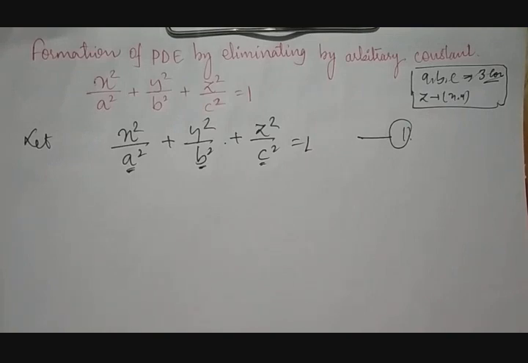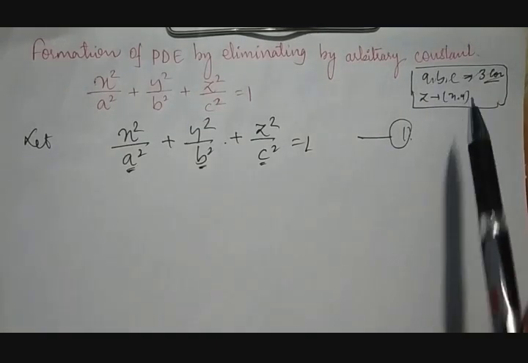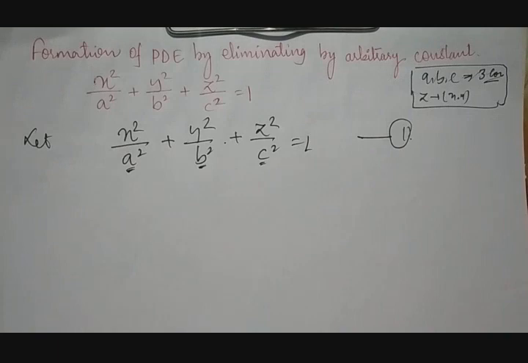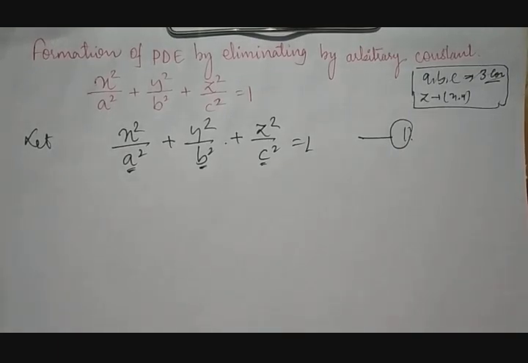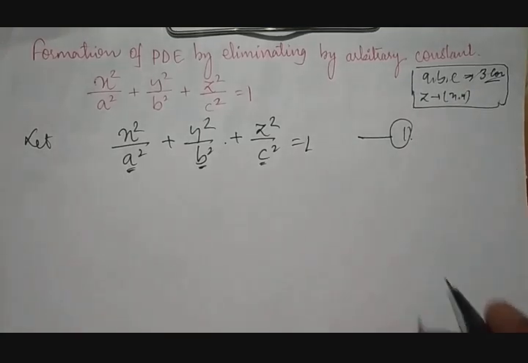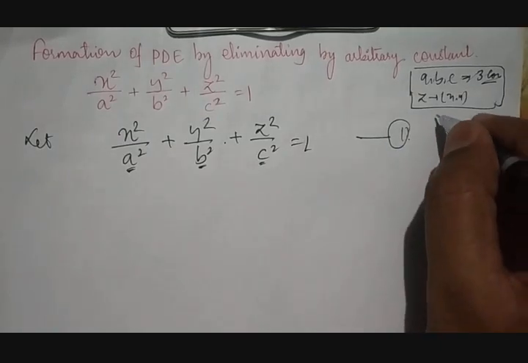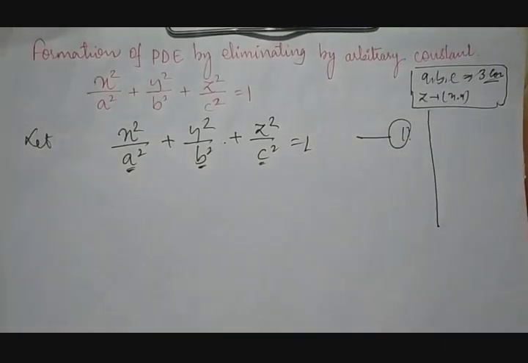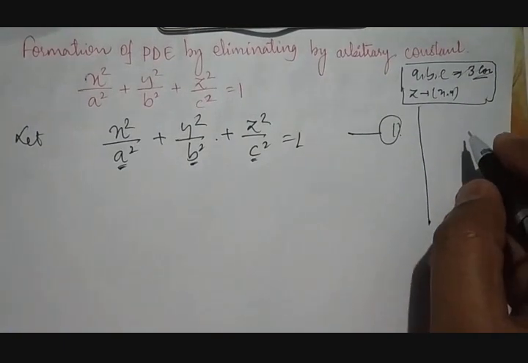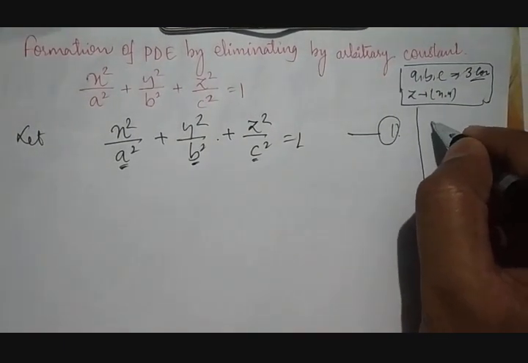If the number of arbitrary constants is more than the number of variables available, here you can see a, b, c, three arbitrary constants, and x and y are two independent variables, then first order partial differentiation may not be sufficient. We may require further differentiations also, second order, or higher order. For that, first I'll write down the notations we are going to take.